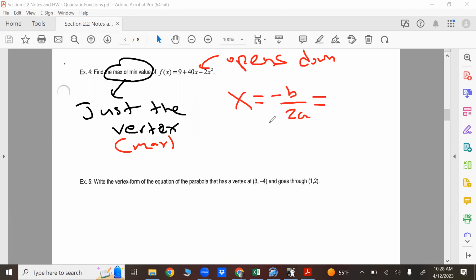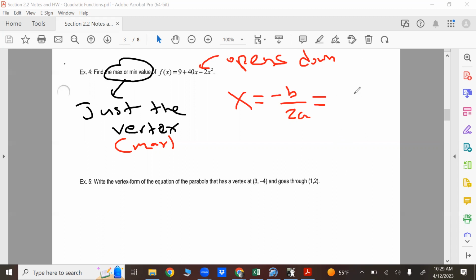But do you know where this formula comes from? Remember the quadratic formula? The radical part goes away because you're finding the average of the x-intercepts. So if you were to average the quadratic formula, the radical stuff would go away. That's where it comes from.